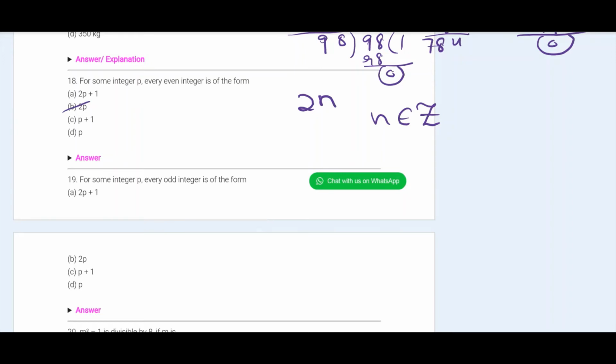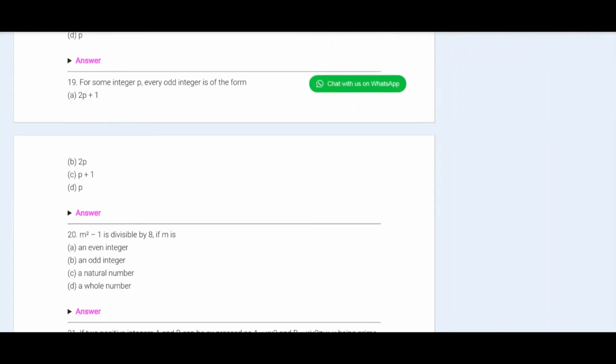For some integer p, every odd integer is of the form. The general form of the odd number says that 2 into n plus 1. So for every even number, if you add 1, you'll get the odd number. This is our general form of the odd number. Option A is the answer.